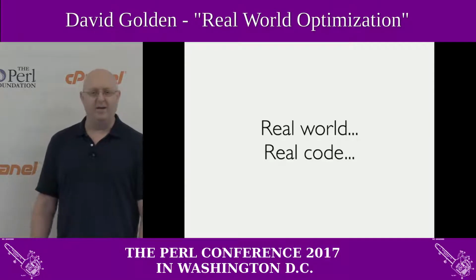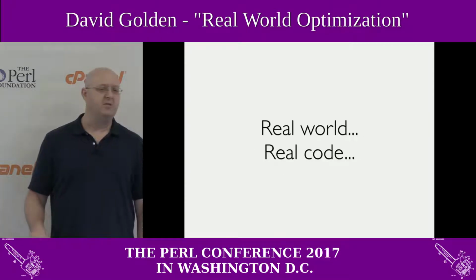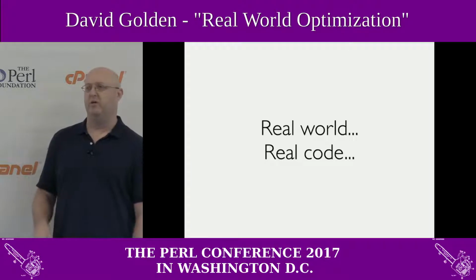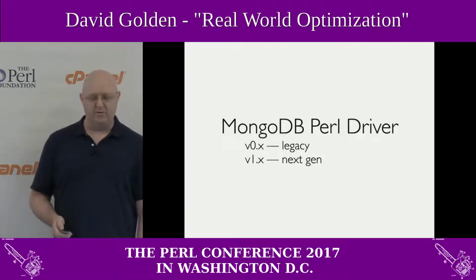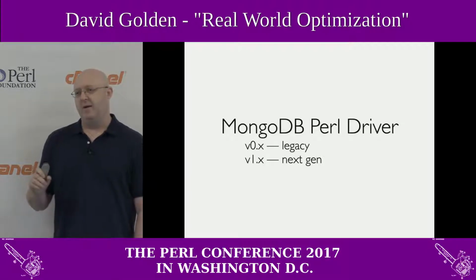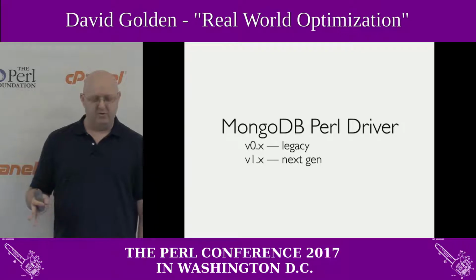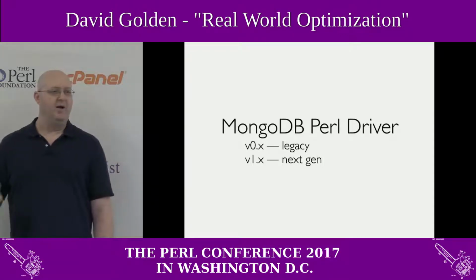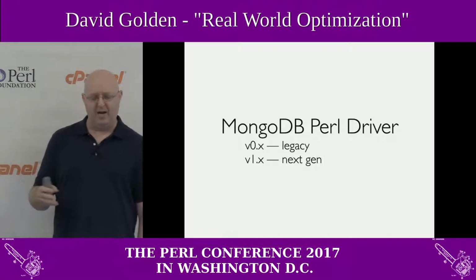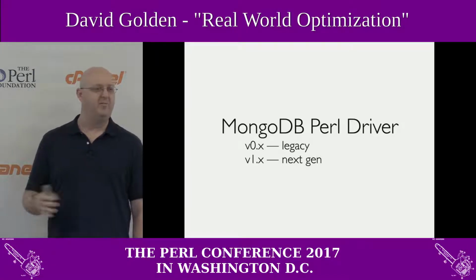So with that out of the way, on to the rest of the talk. This is a talk about the real world and real code based on some work that I did a couple years ago when I was rewriting a lot of the innards of the MongoDB Perl driver. When I joined MongoDB about 3.5 years ago, the current driver was v0 point stuff. And this is what I now think of as the legacy driver. And I was writing the v1.x stuff, which is kind of the next generation that we have today.